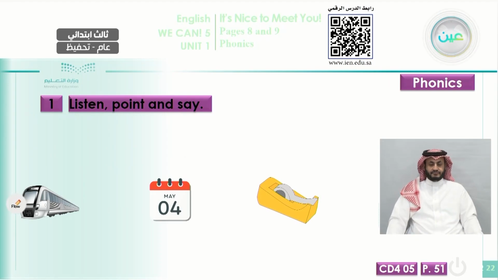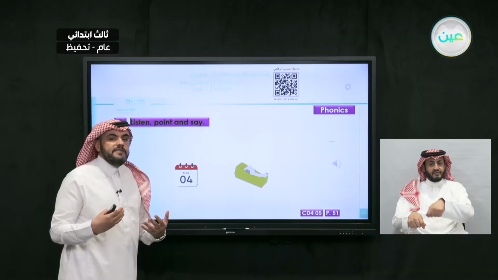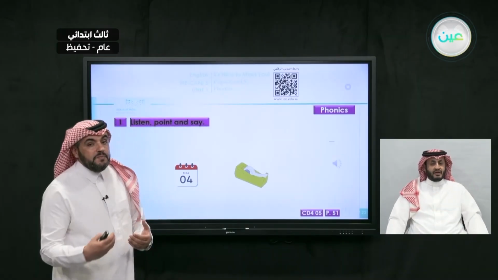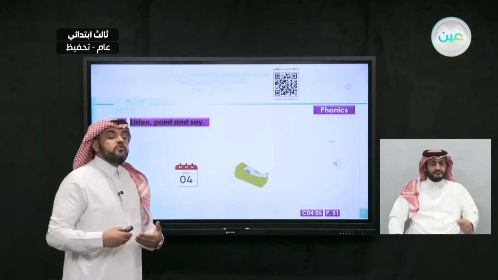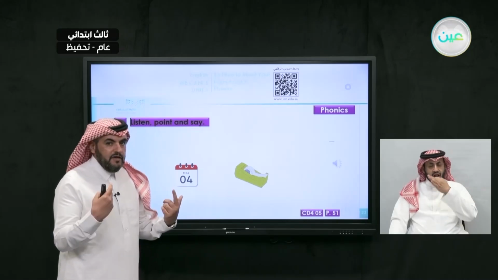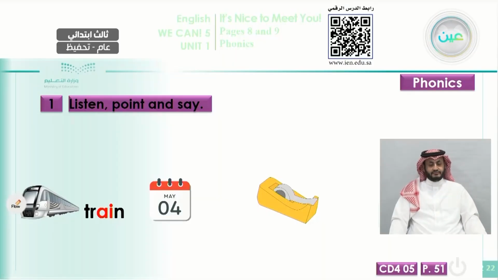Okay, and we go back to the phonics also, which is on page 51. As you can see here, how to pronounce the words. The first picture is about a train. The second one indicates day, and the third one indicates tape. But how to spell them? How do you spell these words, and how to pronounce these words? Think of that and you will find out about the answer.